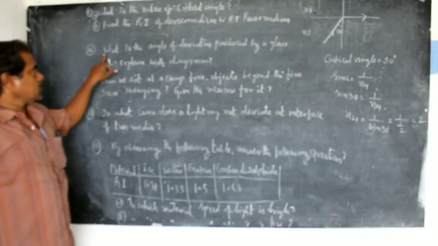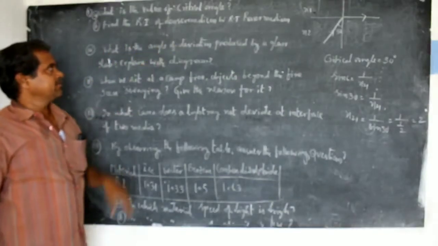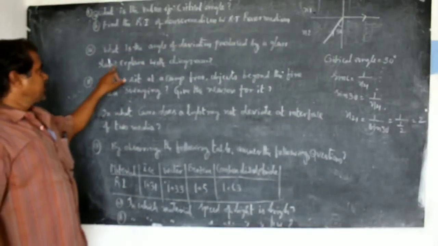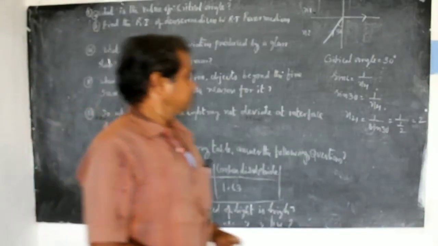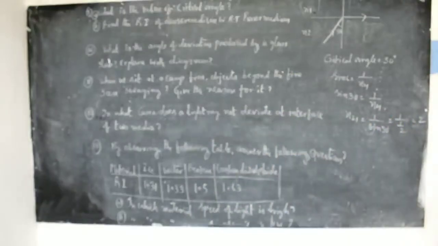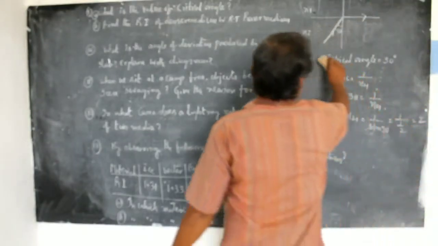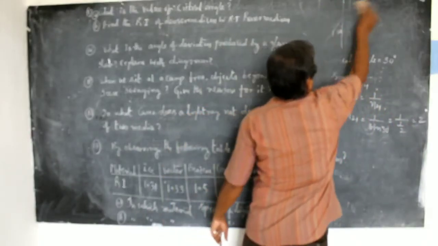Next, what is the angle of deviation produced by a glass slab? Explain with a diagram. So, by drawing one diagram, we can explain this question.